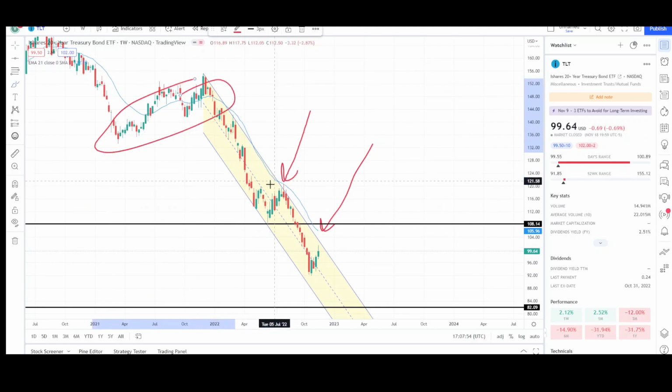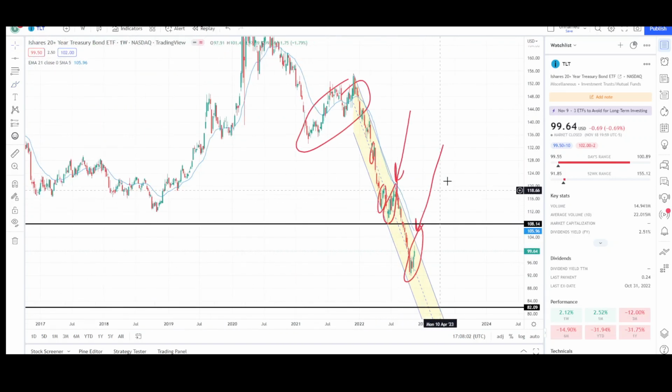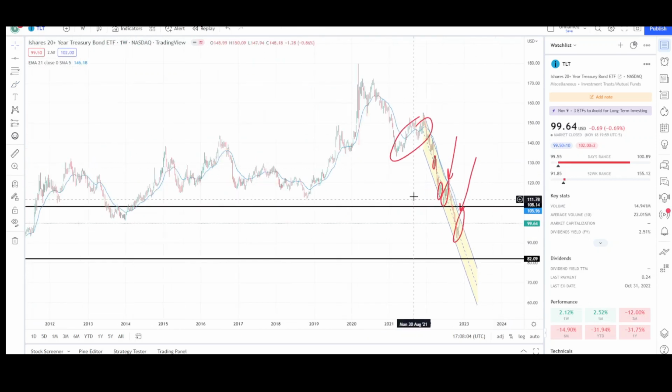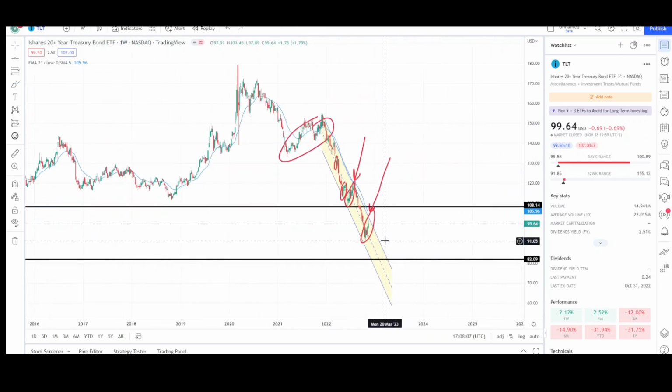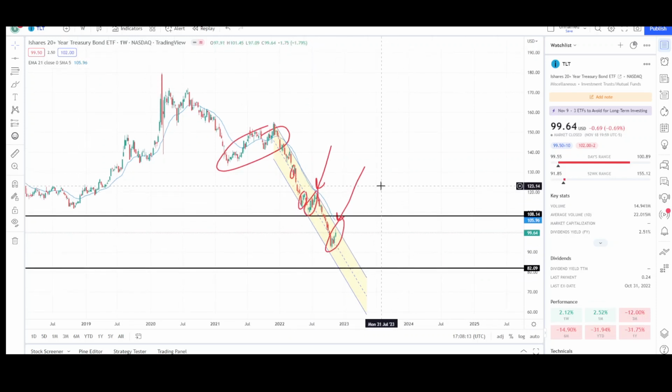These are pullbacks. This is a pullback right here, a smaller one. This is a pullback here, a smaller one. This is a bigger one. So we're probably going to see another medium-sized pullback. So that's what it's looking like for TLT. So far, I still think we can see lower prices. But again, the market doesn't move in straight lines. We're going to go up before probably going down. So that's all I have for TLT this week.